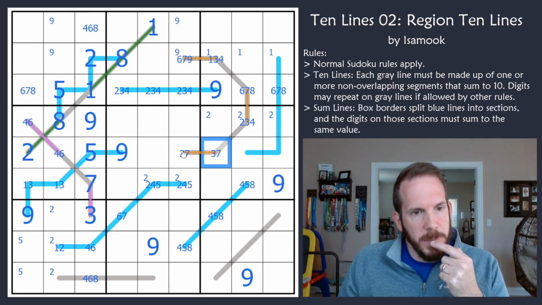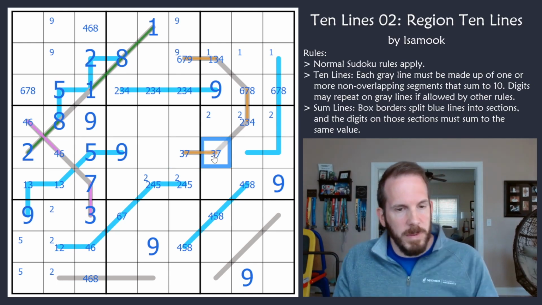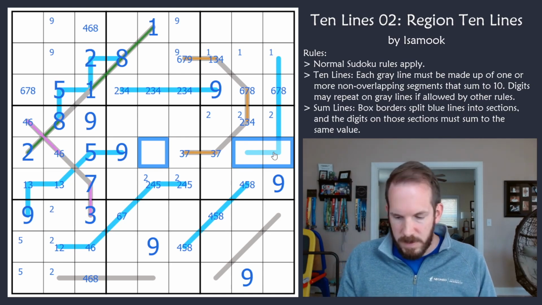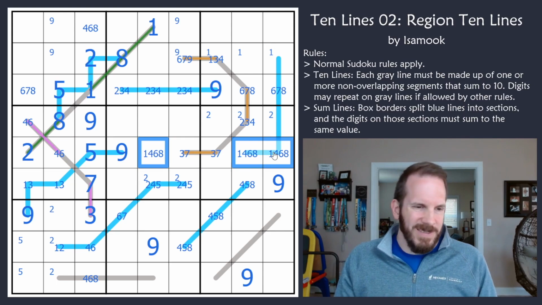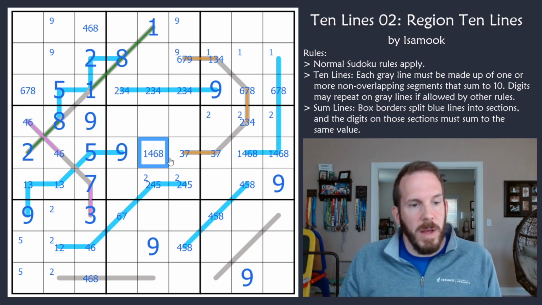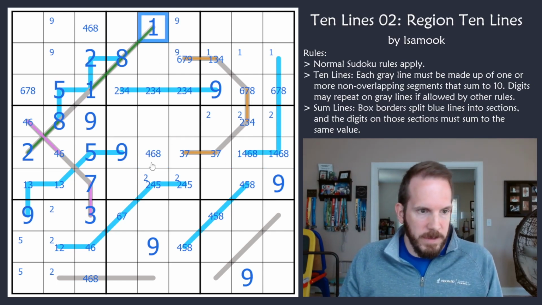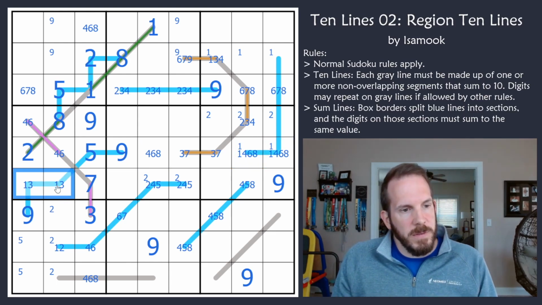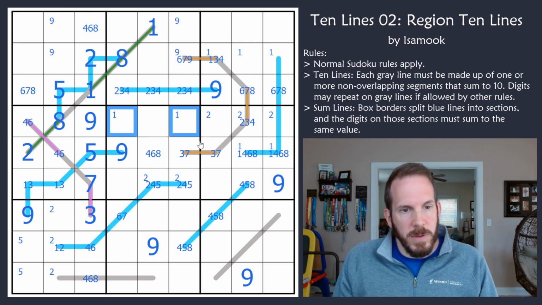Don't think we know anything about 3 and 7 to roll one of these out, but we do know this is 1, 4, 6, and 8. This can't be 1 because of this one. So the 1 is on here. 1 is down here, so we've got a 1 on one of those 2 cells.